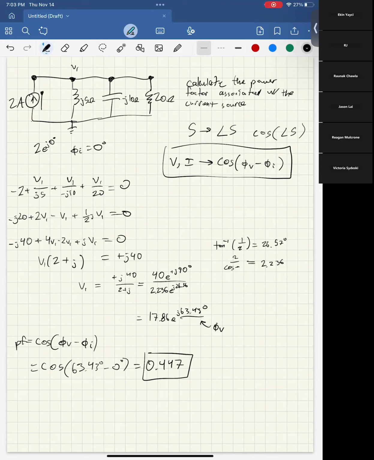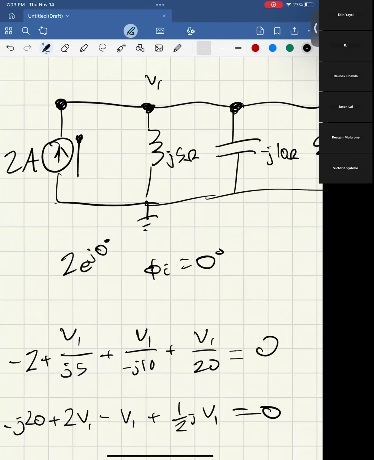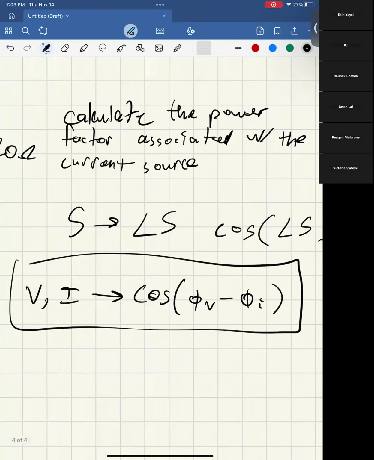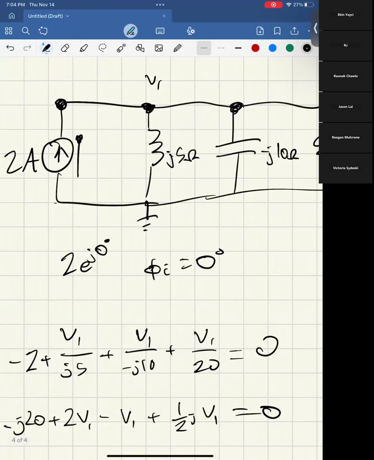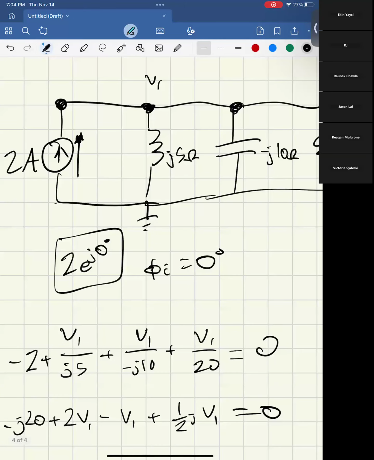Okay. I can still do one more question. How do I know the current angle is 0? We know the current angle is 0 because it's given. Since we're looking at it from the perspective of the power source, it says calculate the power factor associated with the current source. So we only care about the current and voltage on the current source. The current through the current source by definition is 2 amps, and 2 amps in the frequency domain is 2 amps with an angle of 0. So it's just given to us.